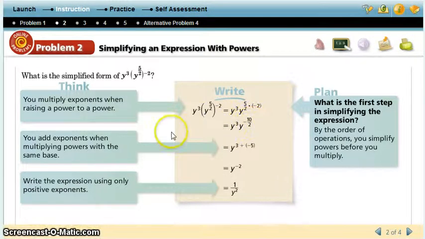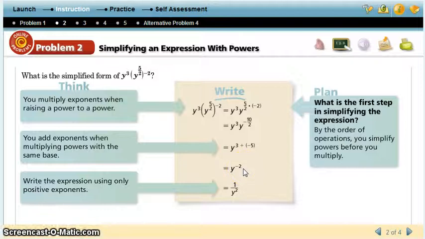So I'm down to my multiplication. So now that I have multiplication of like bases, this is what we did in the last video. When you have like bases, you write that base one time, and then you add the exponents. So 3, and then this simplifies to negative 5. Negative 10 divided by 2 is negative 5. So 3 plus negative 5 gives us negative 2. So we're down to y to the negative 2 power.